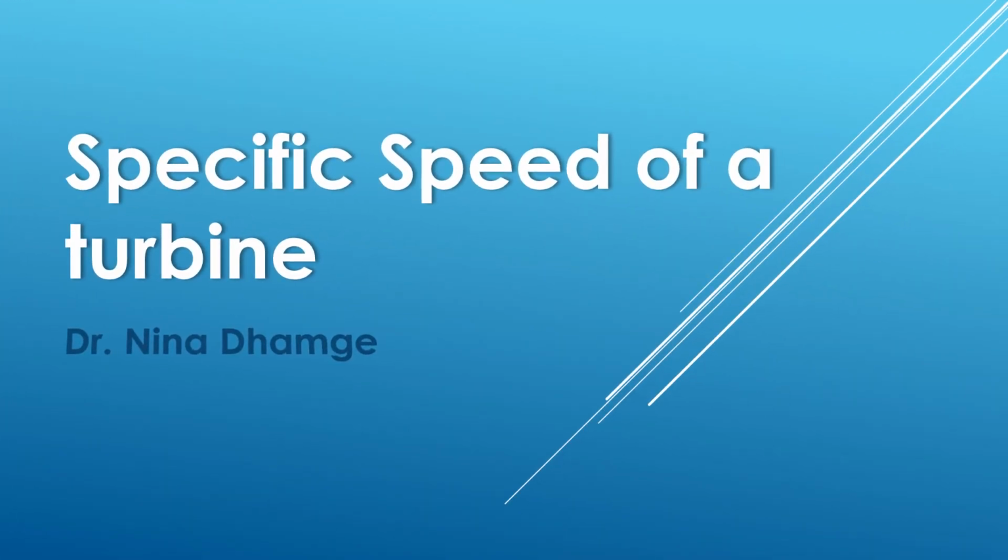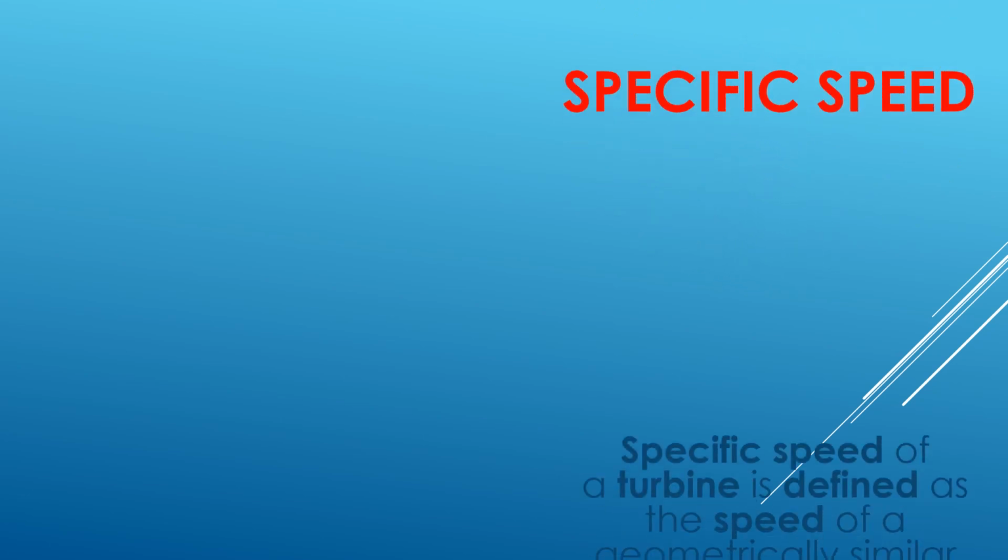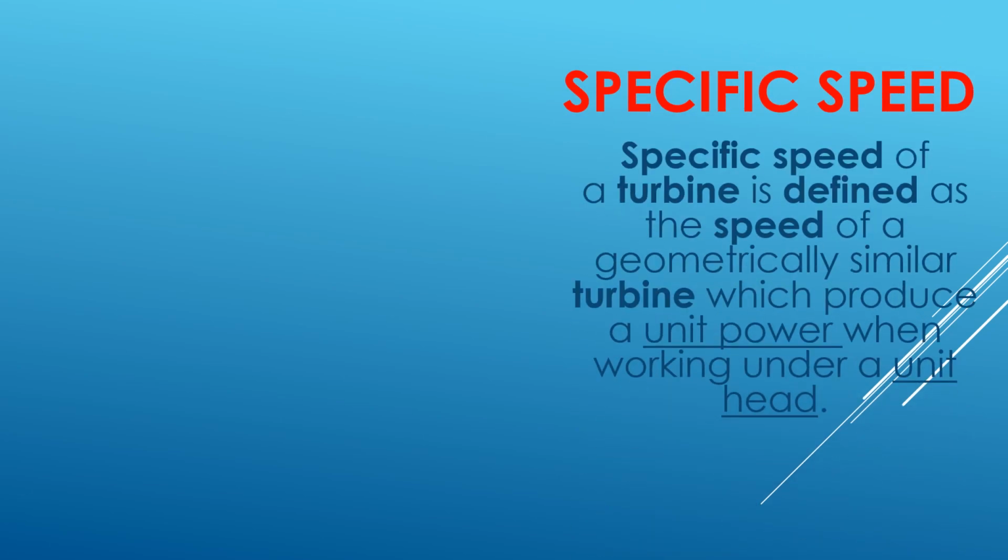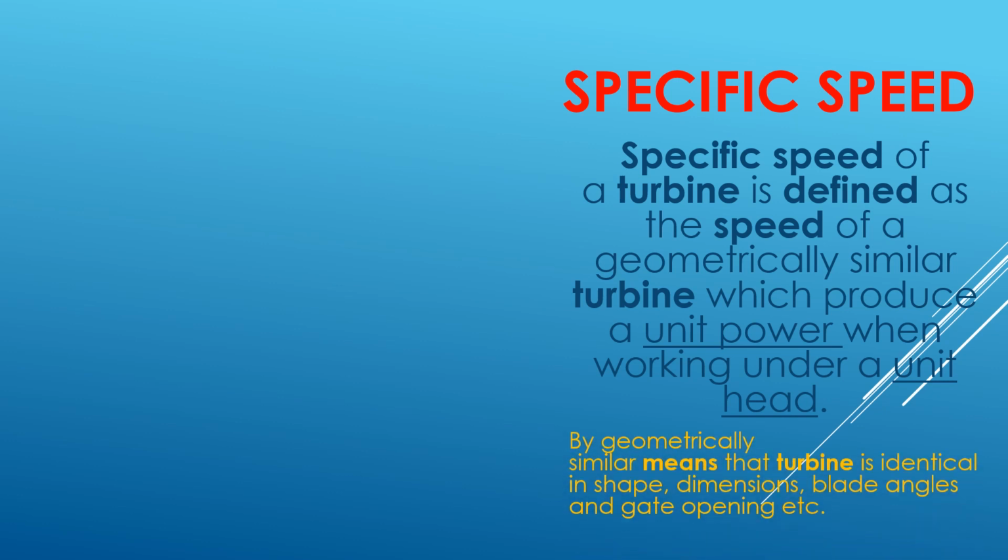Hello viewers, in this video I am going to explain about the specific speed of a turbine. Let us first see what we mean by specific speed. Specific speed of a turbine is defined as the speed of a geometrically similar turbine which produces a unit power when working under a unit head.